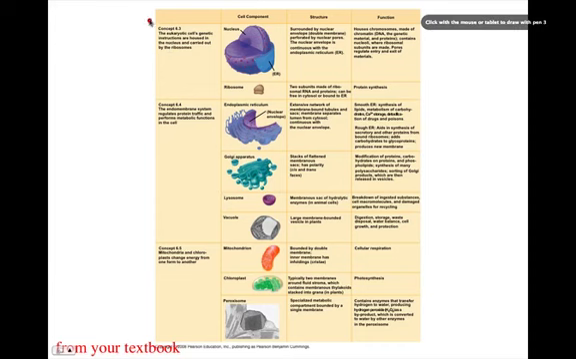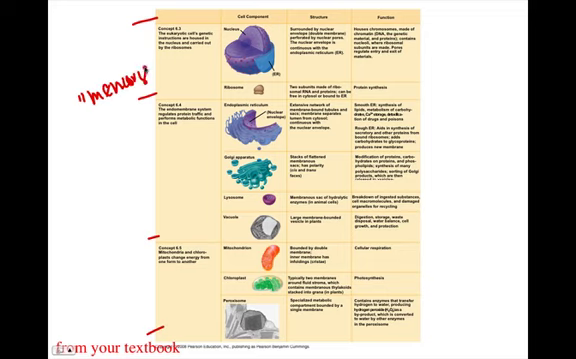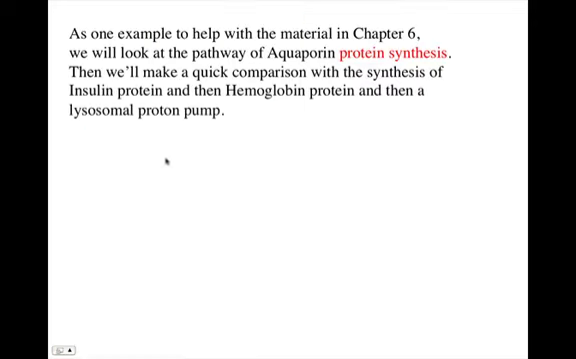Here's a table from your book, and you can see that with this table there is just a lot of potential memorizing. And so with this video we're going to try to start to break through some of that and tell some stories so that maybe you won't have to just memorize this list. Okay, and it goes like this. We're going to look at the synthesis of aquaporin, and then after we do that, we're going to make a quick comparison with insulin and hemoglobin, and then another protein. So we've got 4 different proteins that we're going to talk about getting synthesized in a eukaryotic cell.